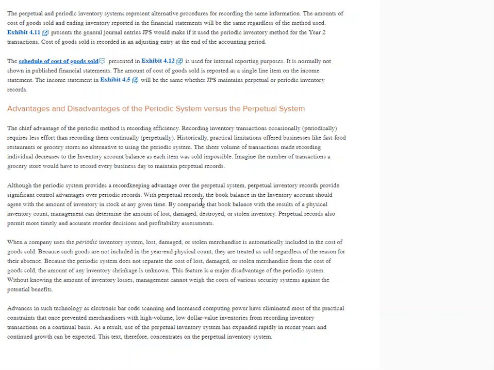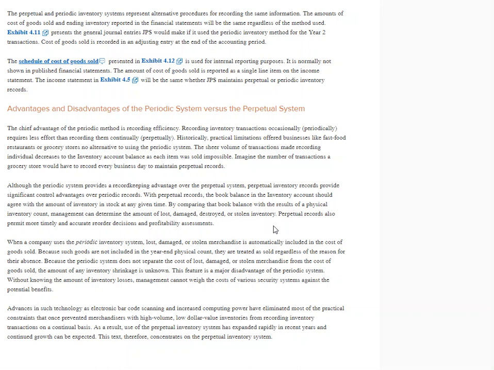With perpetual records, the book balance in the inventory account should agree with the amount of inventory in stock at any given time. By comparing the book balance with the results of a physical inventory count, management can determine the amount of lost, damaged, destroyed, or stolen inventory, meaning shrinkage. We're able to compare our physical records to our books and figure out if we have inventory shrinkage, inventory loss.